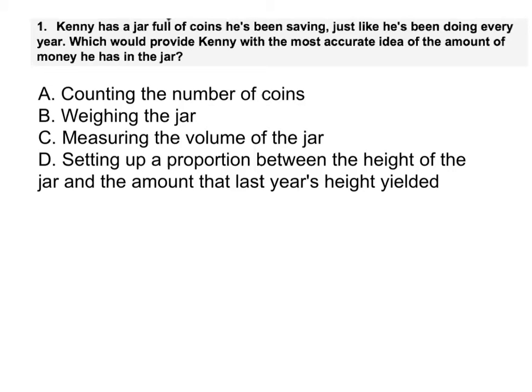Kenny has a jar full of coins he's been saving, just like he's been doing every year. Which would provide Kenny with the most accurate idea of the amount of money he has in the jar? Counting the number of coins, weighing the jar, measuring the volume of the jar, or setting up a proportion between the height of the jar and the amount that last year's height yielded. The key sentence in here is which would provide Kenny with the most accurate idea. An idea is another way of saying what? Starts with a G. Guess.